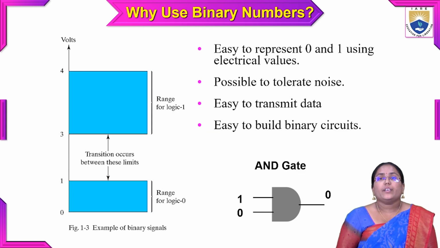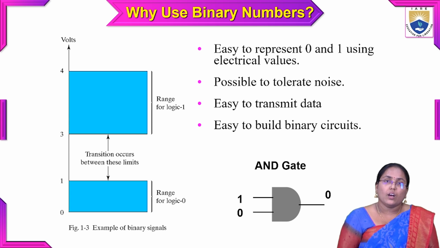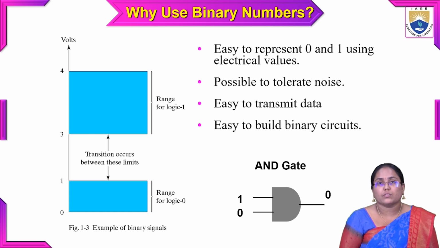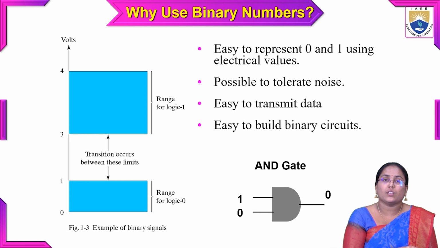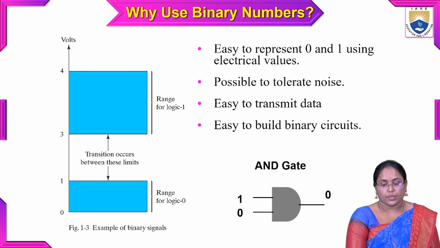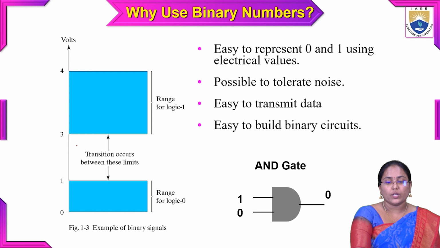So, now, why use these binary numbers? As already discussed, digital systems mostly deal with only binary numbers, that is, either zeros or ones. So now why use these binary numbers? The same explanation applies to why we are going for digital systems also. Now if you look at this example of binary signals here, some transition occurs between these two limits over here.